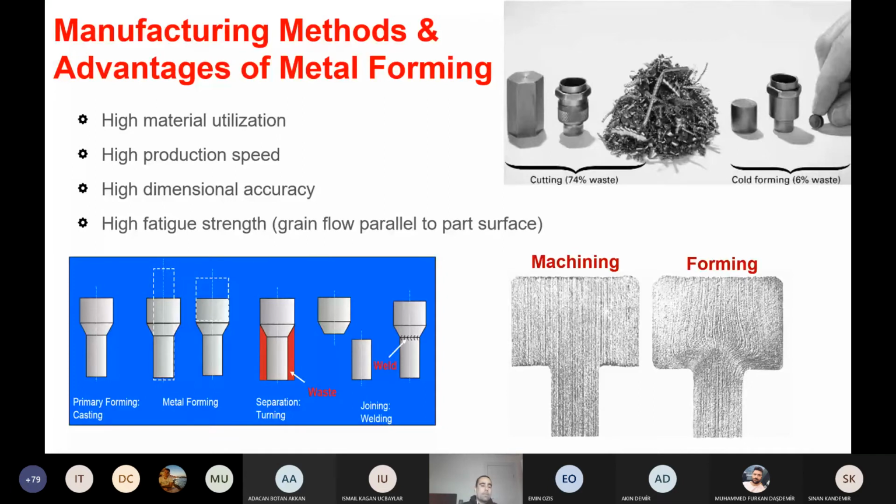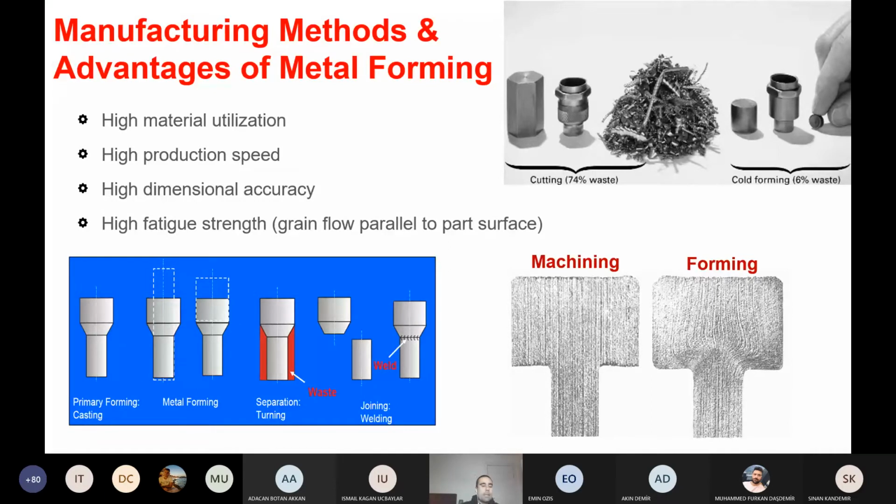So if we summarize these things as the advantages of metal forming, we are talking about high material utilization, which means very low or zero scrap or waste. High production speed, because these presses are working at a very high speed, so a forming operation can take from half a second to 1 second or 2 seconds, in most cases, if you are using a mechanical press.